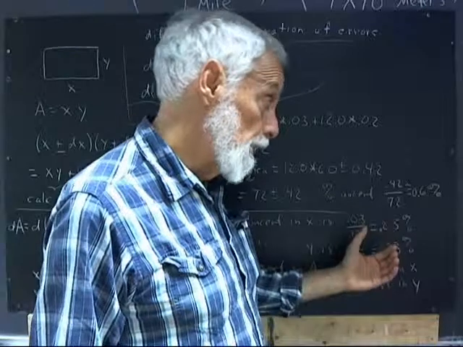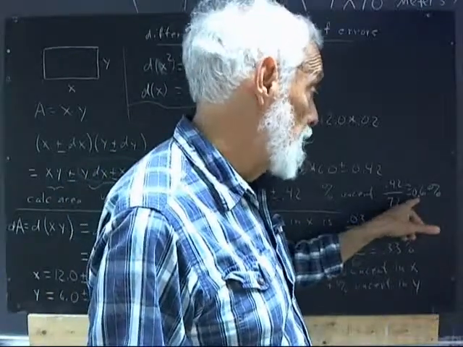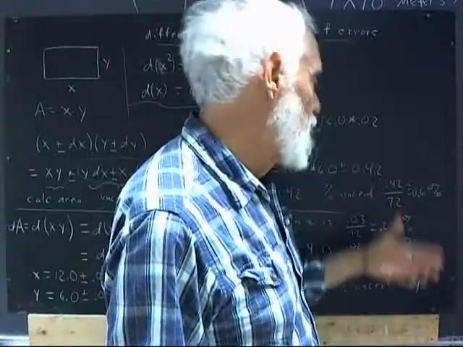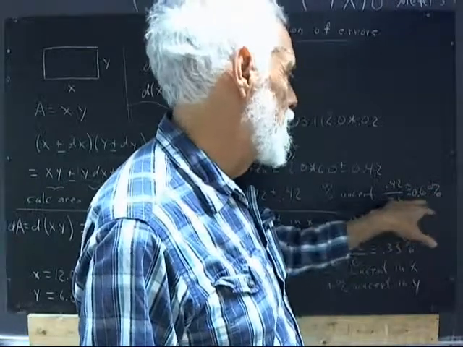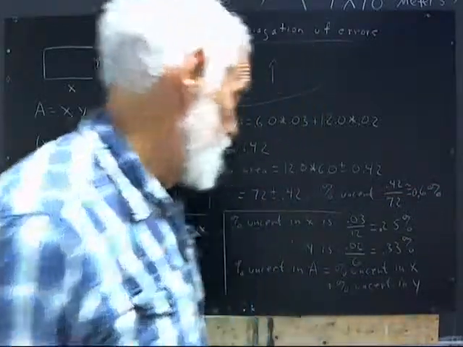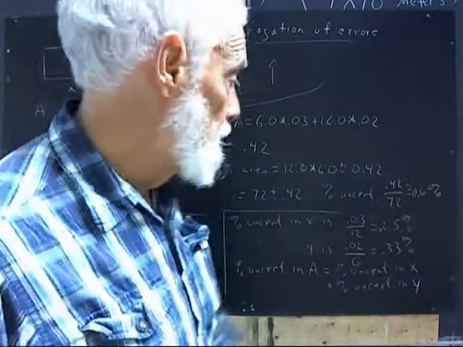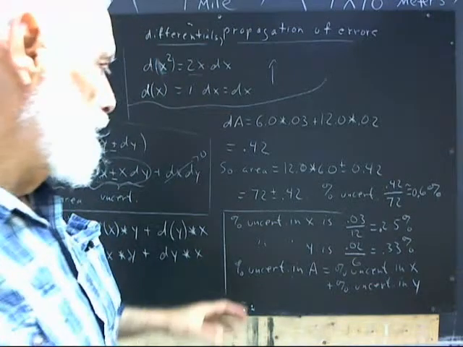Now, this is a true statement. In other words, 0.42 over 72 is 0.006, but 0.006 is 0.6% because 0.6% is 0.6 per 100. Dividing 0.6 by 100, we get 0.006. So there's nothing that's not rigorously correct about that equality there, or that approximate equality.